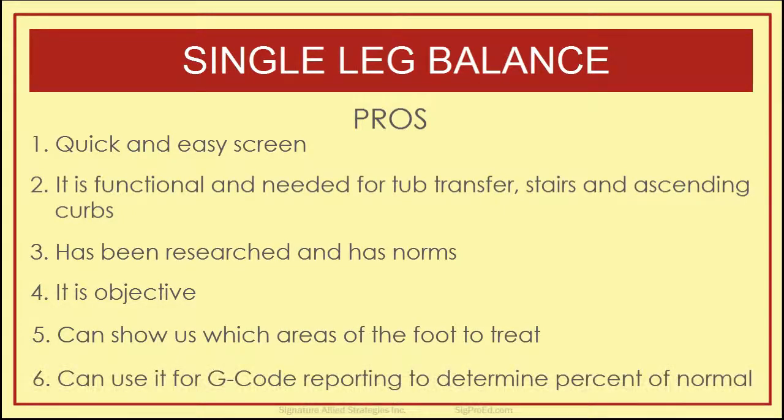Additionally, it can be used for G-code reporting to determine the percent of normal, since we have norms, and we can then take the patient's information, compare it to the norms, and give us the percent limitation for an individual when we are billing Medicare G-codes.